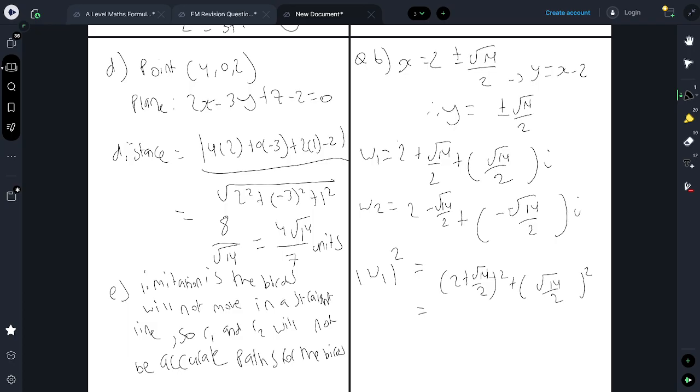So 2 plus root 14 over 2, squared, plus root 14 over 2. That will give you 11 plus 2 root 14. There we go. Likewise, W2 squared, we need to check that it should be the same. That would be 2 minus root 14 over 2, squared, plus minus root 14 over 2, squared. That will be 11 minus 2 root 14.